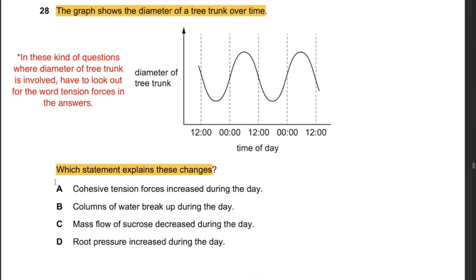Question 28. The graph shows the diameter of a tree trunk over time. Which statement explains these changes? In these kinds of questions where the diameter of a tree trunk is involved, you have to look out for the words tension forces in the answers. Therefore, if you go through the answers A, B, C and D, only answer A involves tension forces. Hence, the correct answer is A, as when the tree trunk is under tension, the diameter will decrease.